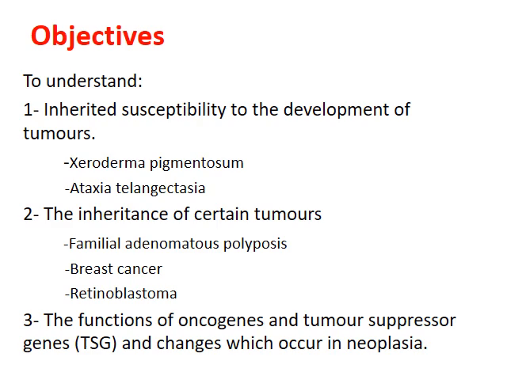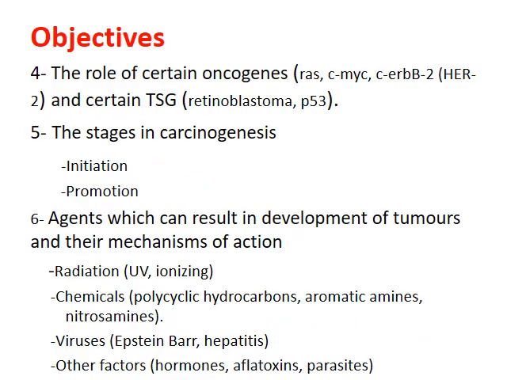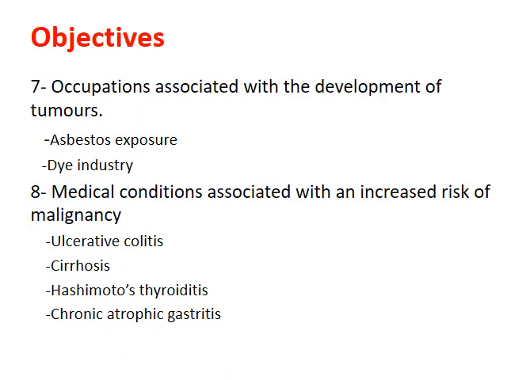The third objective is to know about the function of certain types of genes and their role in the development of neoplasia, mainly oncogenes, tumor suppressor genes, and genes involved in DNA repair mechanisms. The fourth objective is to understand the role of specific types of oncogenes and their related cancers. The fifth one is to know about the stages of carcinogenesis, and then we will take specific carcinogenic agents, for example, radiation, chemicals, viruses, and other factors.